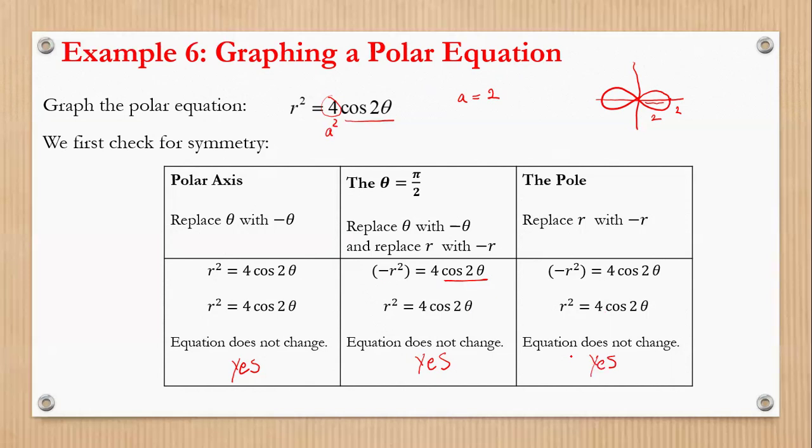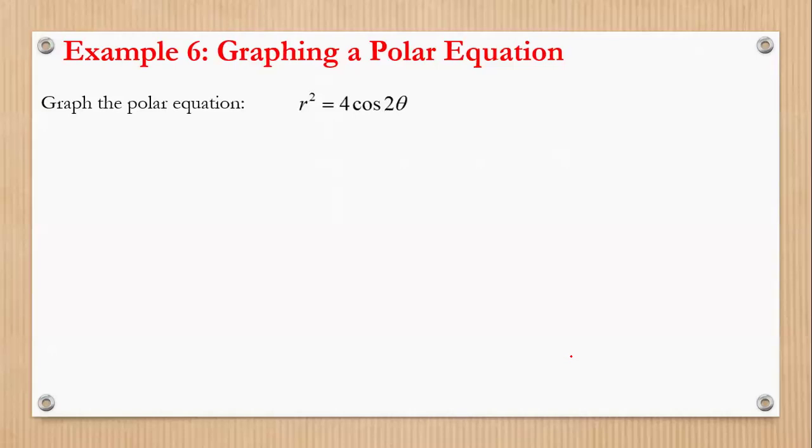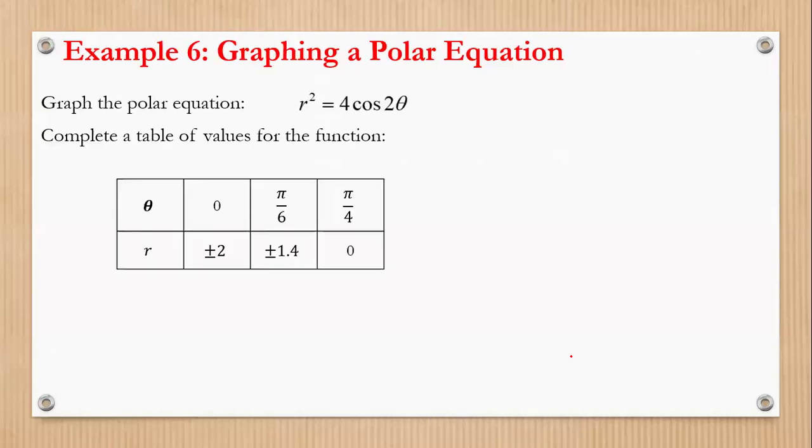Now I need a table of values and to plot some points. We don't need too many points in this case because we only have 2 petals. So you can replace just some numbers like 0, pi over 6, and pi over 4. If you replace theta with 0, the cosine of 0 is just 1, and 4 times 1 is 4. But remember that the equation is r squared equals 4 cosine of 2 times 0. That's 0. Cosine of 0 is 1. So you get r squared equal to 4. But you need r. So you need to take the square root of both sides. So that's why we say r is plus or minus 2.